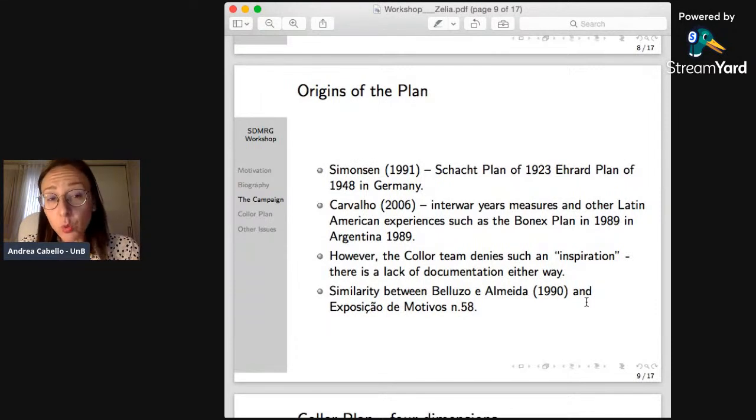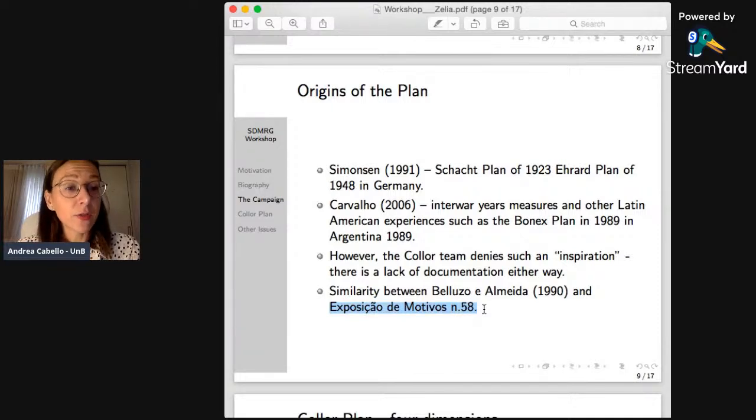But something that is very striking: there is a document, which is very hard to find, by Belluzzo and Almeida from 1999, but some versions were actually circulating before, which is very similar to what the Collor plan proposed. The Collor plan was proposed in the document called Exposição de Motivos número 58, and if you compare the two documents, you see that it was definitely, at least they used Belluzzo and Almeida for it.